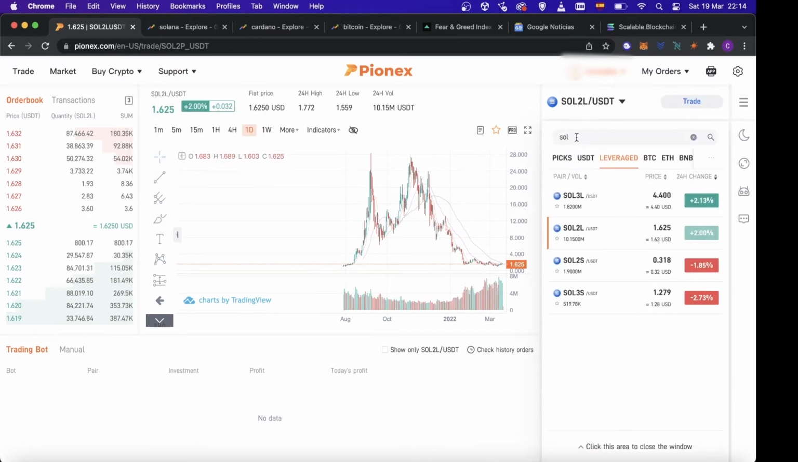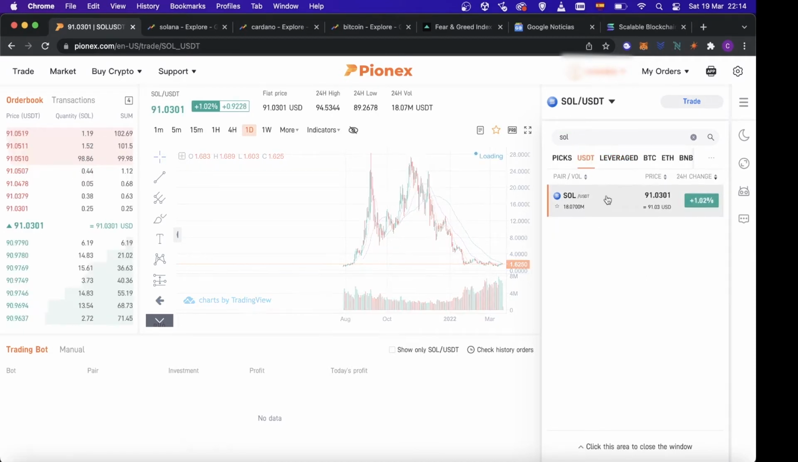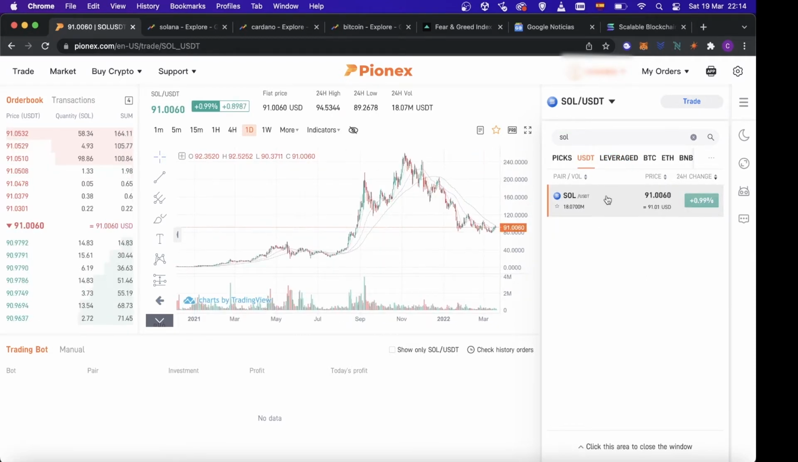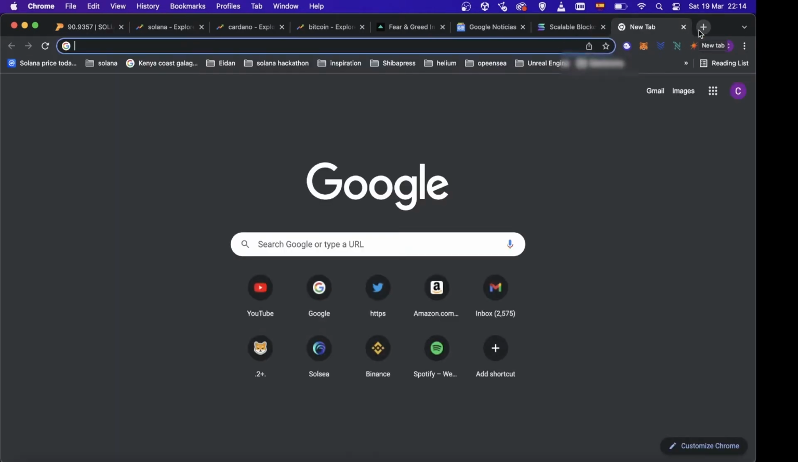For example, here we can see the Pionex leveraged tokens for Solana. If you think it is bullish, you buy a 2L token. Not financial advice.